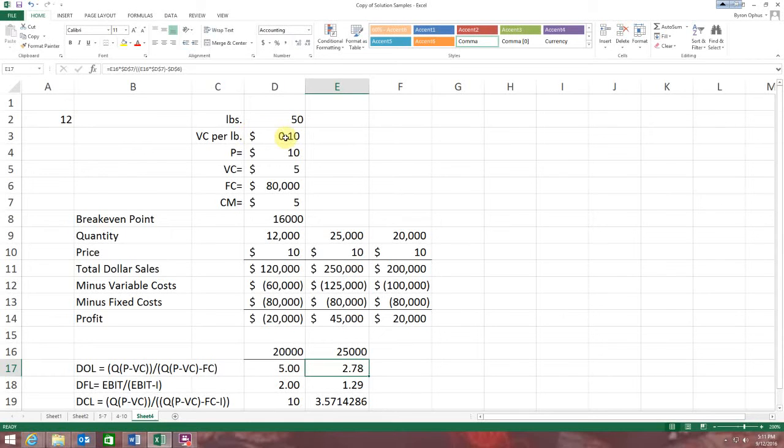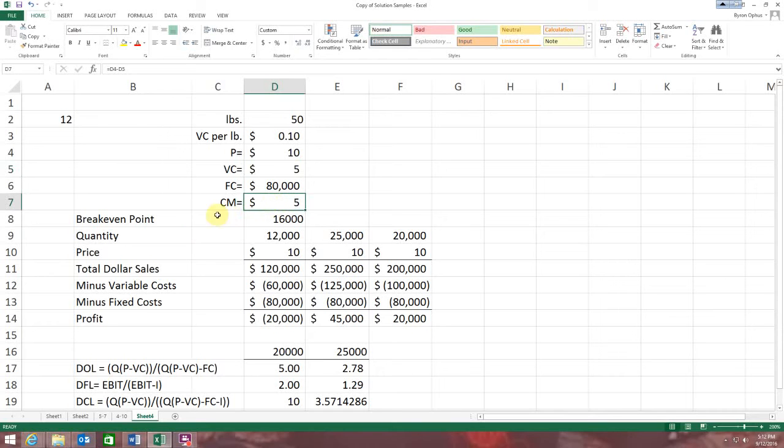I think it's the only main trick. So I've got to calculate then, if the variable cost per pound is 10 cents and I'm selling a 50-pound bag, my variable cost is my variable cost per pound times my number of pounds, right? Or $5. Okay, so my price is 10, my variable cost is 5. My fixed costs they give me are 80,000, and my contribution margin then is my price minus my variable cost.